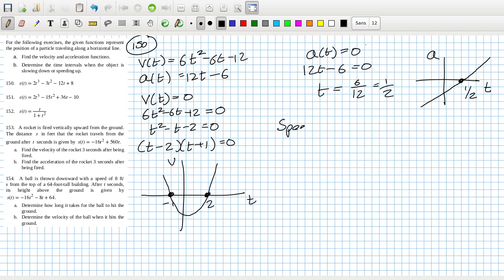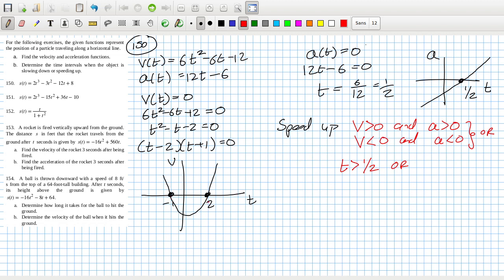So speeding up is when you have a positive velocity and a positive acceleration, or, just linking these two, a negative velocity and a negative acceleration. So a positive velocity, that is when the v is positive and the a is positive. So the only place where both of those would be positive would be t more than a half, or when they're both negative.